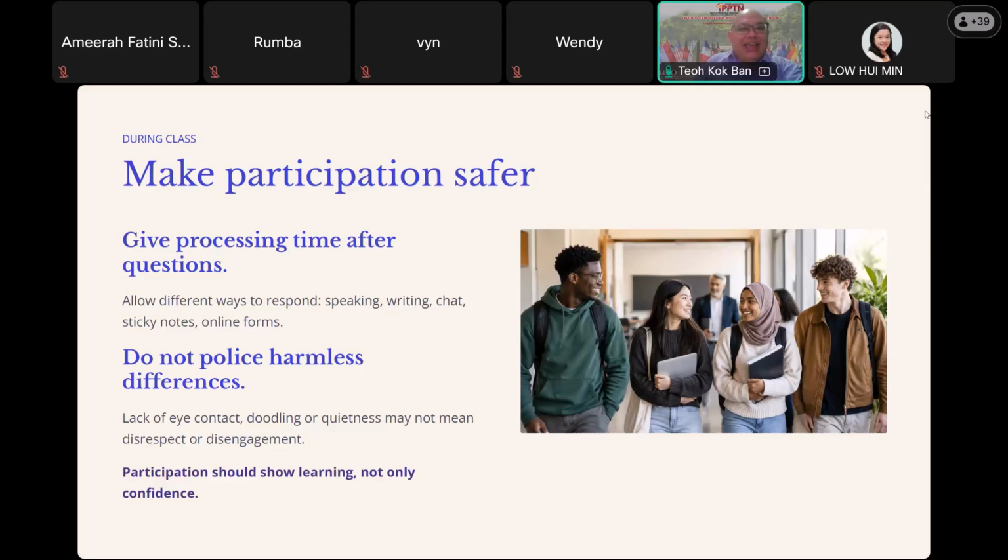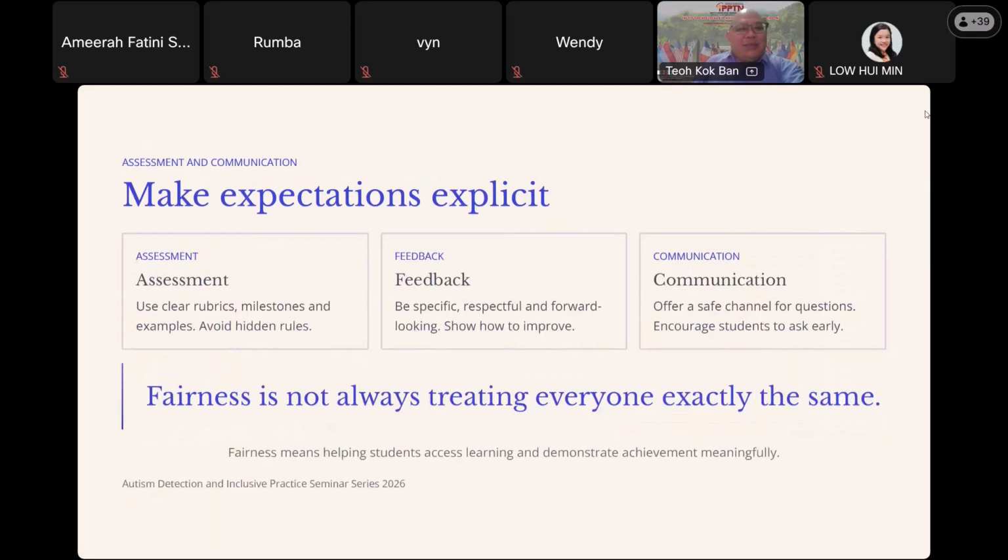All right. So assessment is another area where compassionate pedagogy becomes very practical. The first principle, I would say, is clarity. This is very important. So we can use clear rubrics, use milestones when appropriate, and we provide examples.